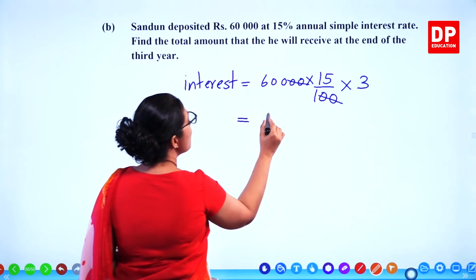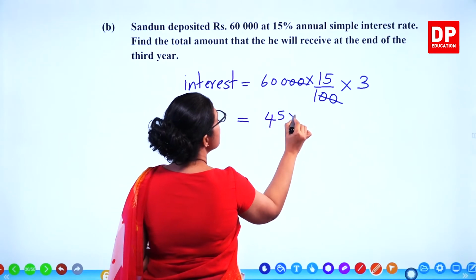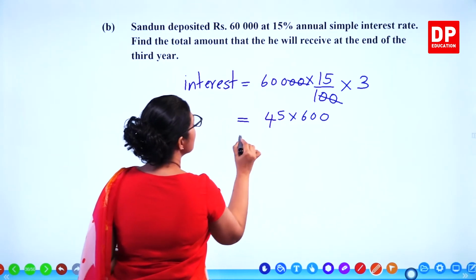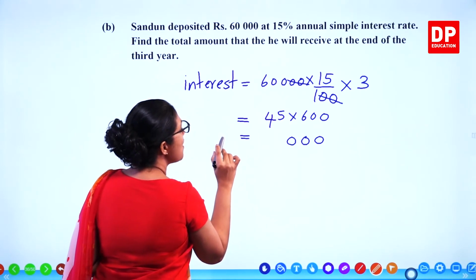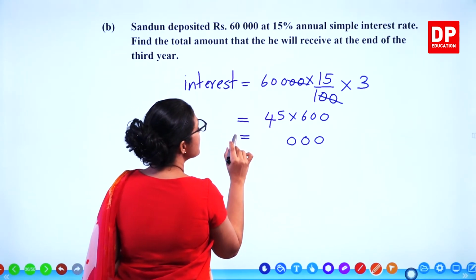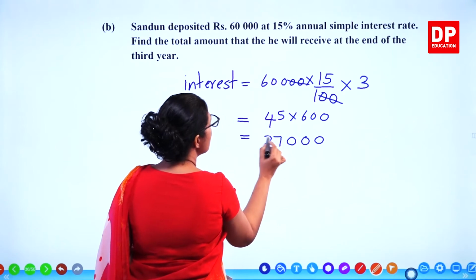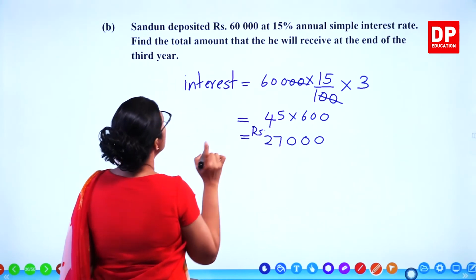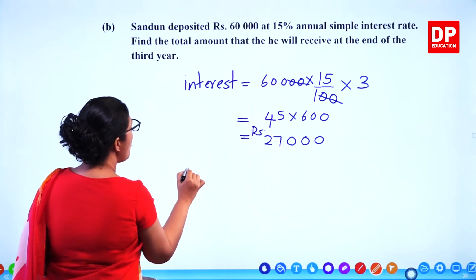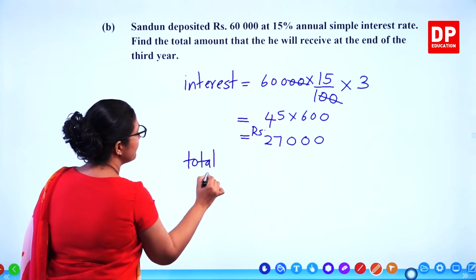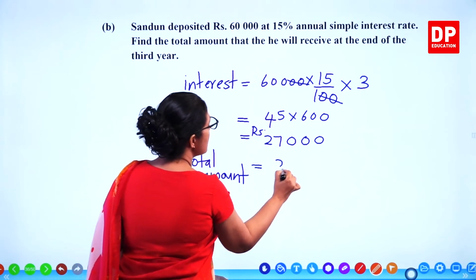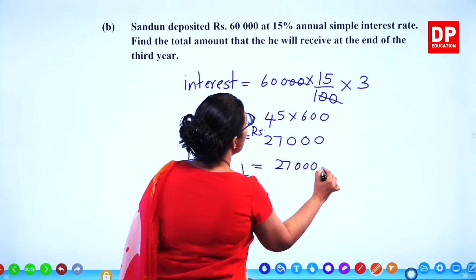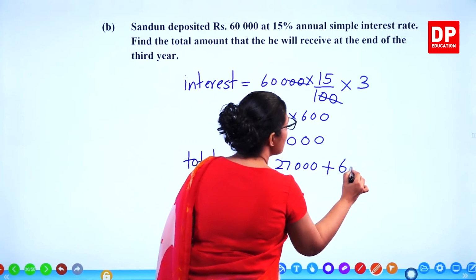15 times 3, 45 times 600. 6 times 5, 30. 6 times 4, 24, plus 3, 27. So that's the total interest. So they are asking the total amount receiving. So you have to add the interest. 27,000 plus 60,000.